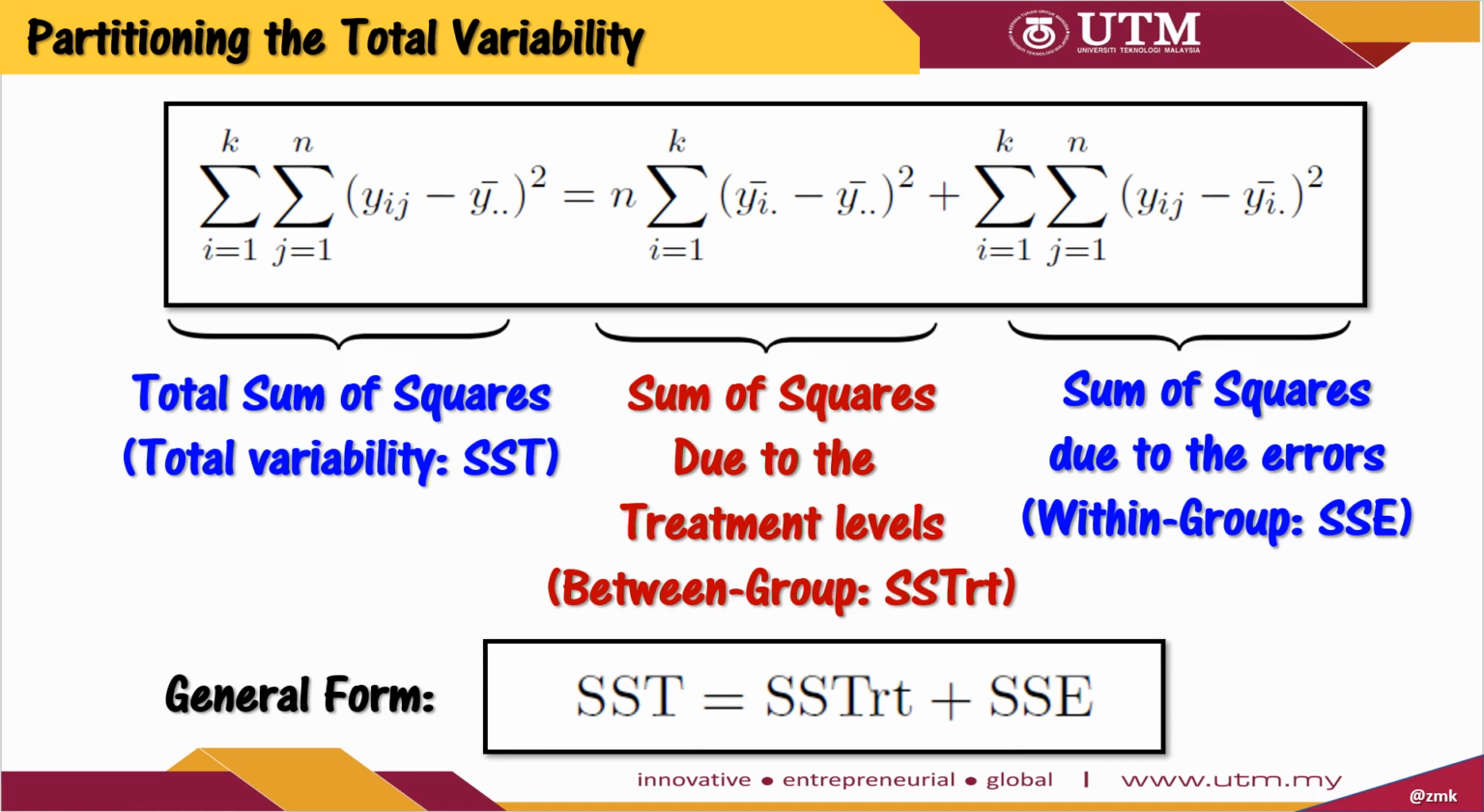The first two sums of squares, that is the total sum of squares SST and the treatment sum of squares SSTRT, can be further simplified as shown in the subsequent slide, whereas the error sum of squares SSE can be obtained by simply subtracting the treatment sum of squares from the total sum of squares, that is, by calculating SST minus SSTRT.